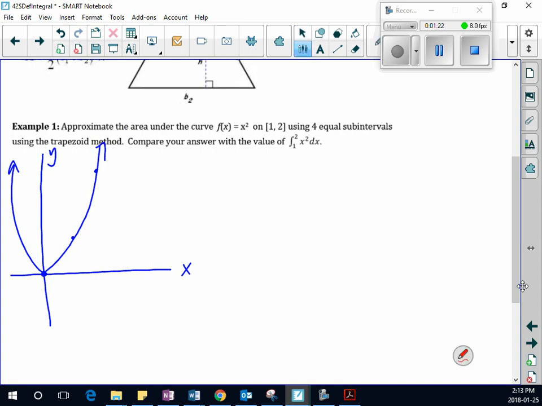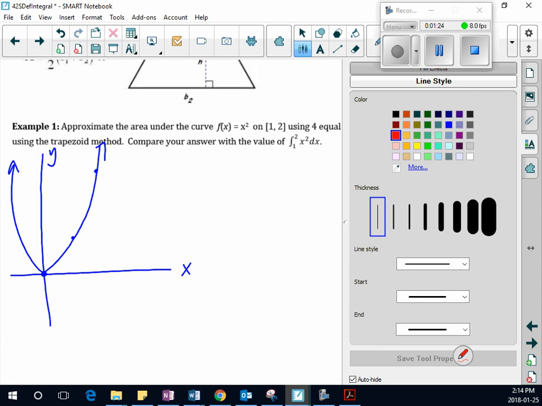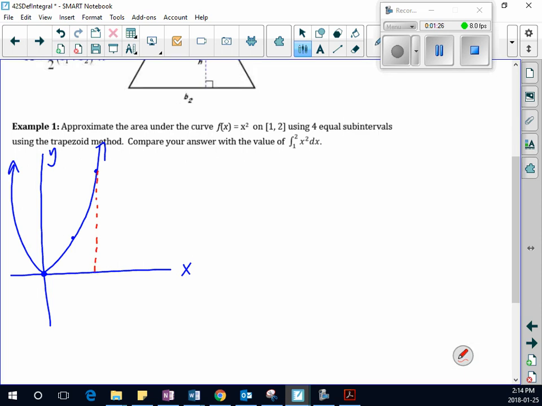We have from here's 2, here's 1. And we have to divide it into 4 equal subintervals. So what we have to do is subtract the upper minus the lower and divide by how many there are. So the change of x is 2 minus 1 divided by 4, which gives me 1/4. That means we're going up by 1/4.